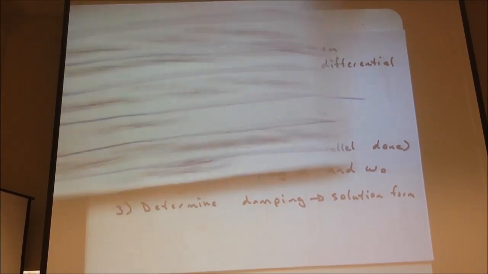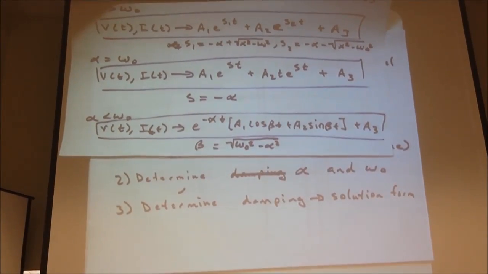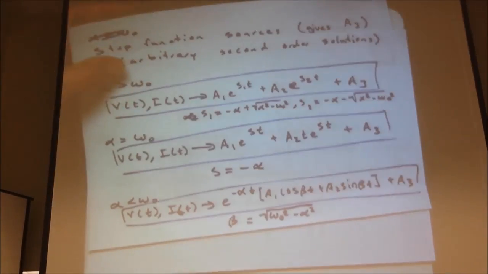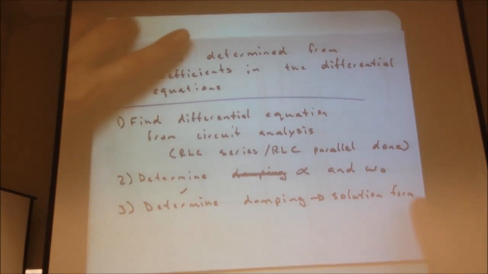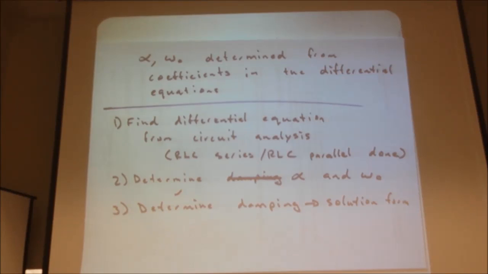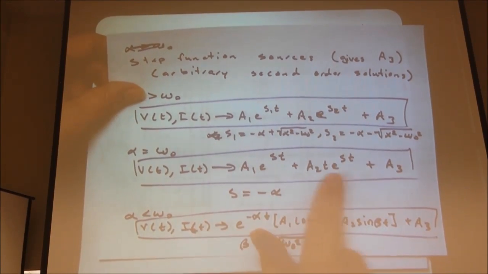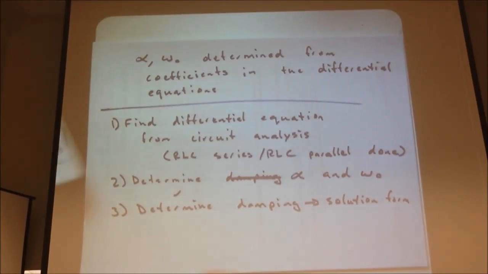Just to point out, here's our solution forms. These guys don't change if our source is different. The only thing that changes if our source is different is A3. And we saw that with the first order as well. So determine the damping, that gives us our solution form, whether we're looking at an exponential with real values, an exponential and a t times an exponential, or a decaying sinusoid. Whatever the case may be, you pick the correct one based on the relationship between alpha and omega naught.